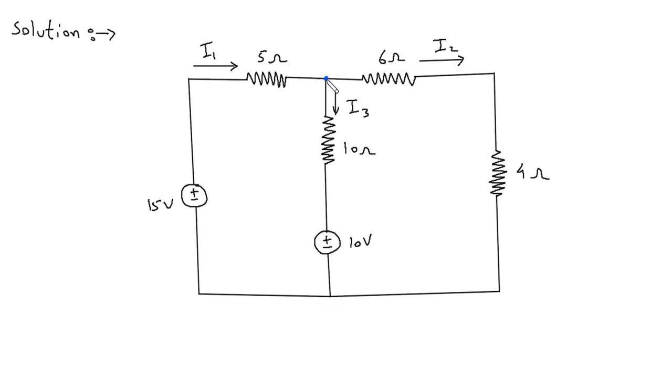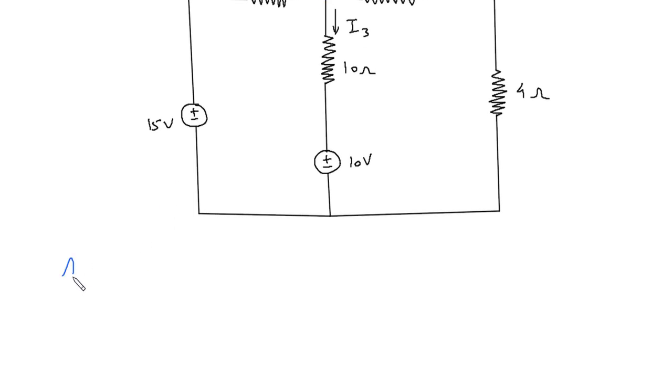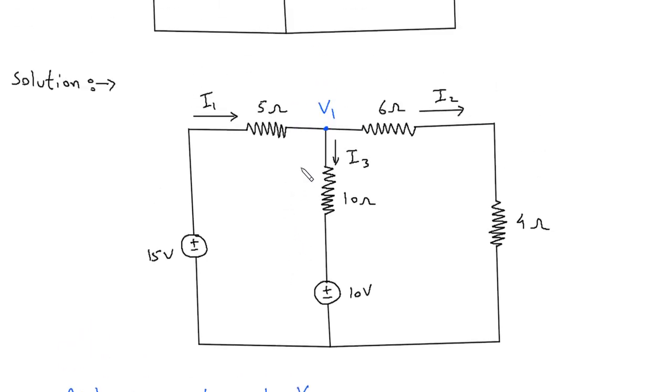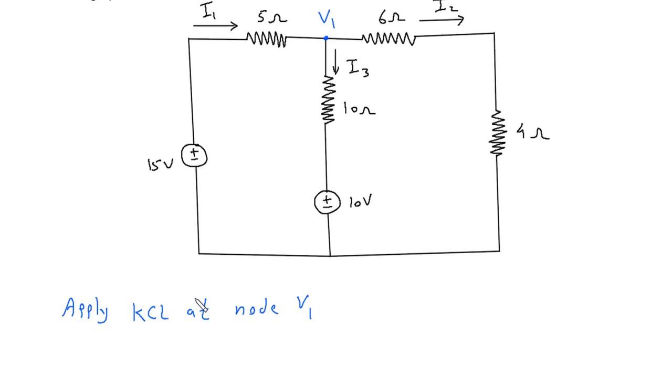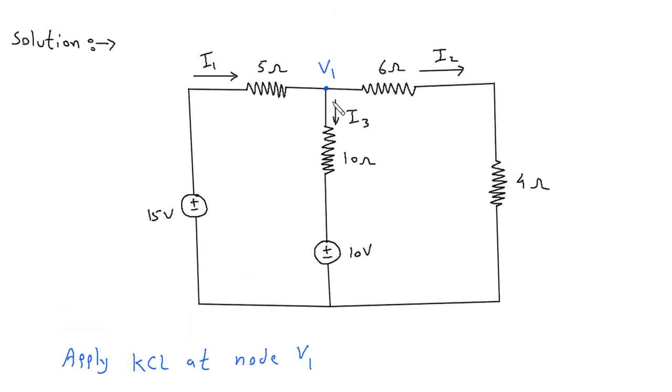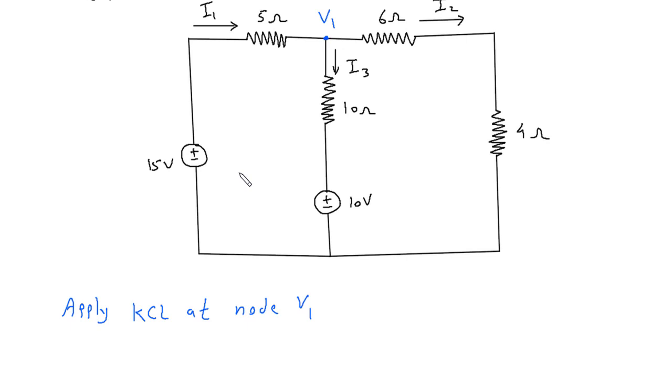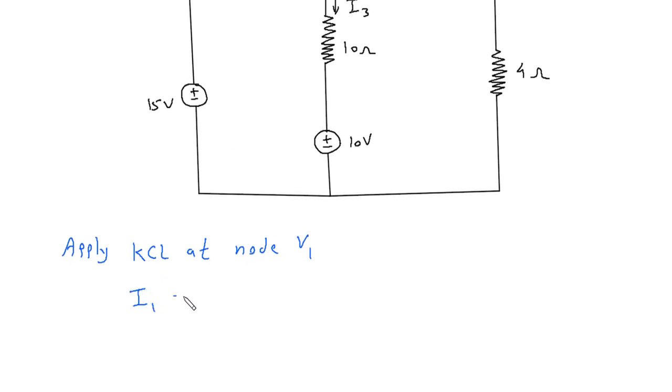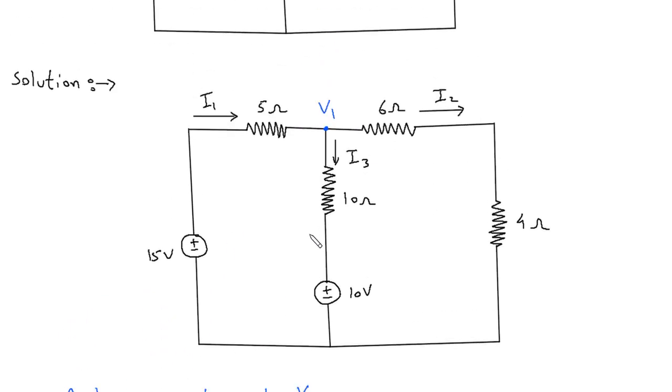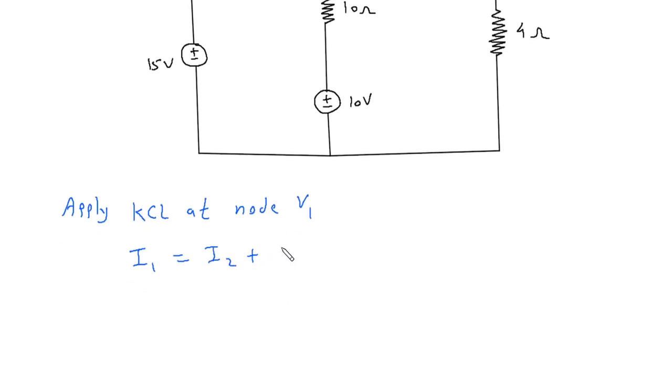Let us say this is node V1. Now we will apply KCL at node V1. Kirchhoff's current law states that the summation of incoming current at a node is equal to the summation of current leaving the node. So here the incoming current is I1, so I1 is equal to I2 plus I3.